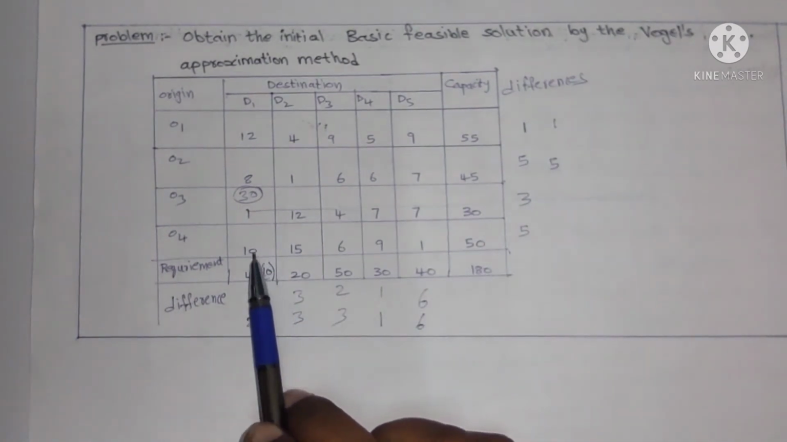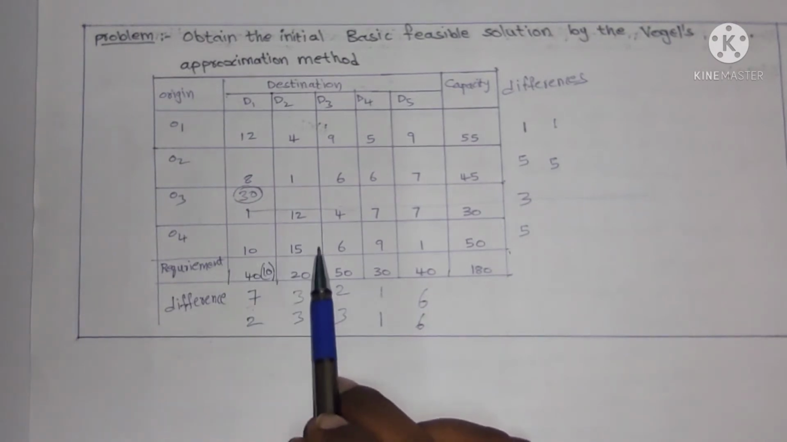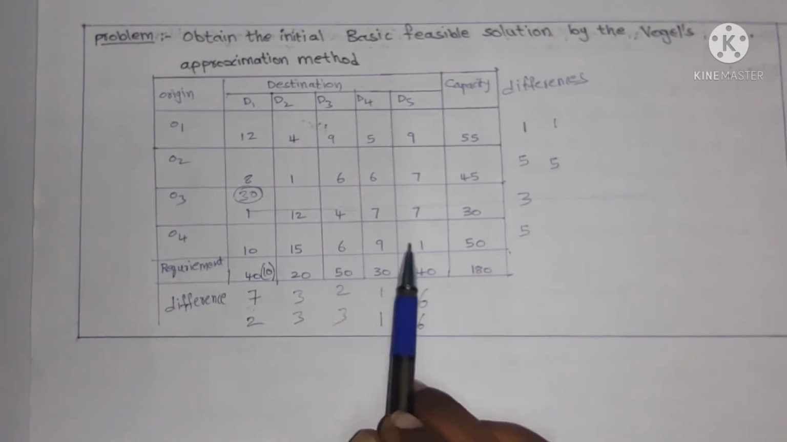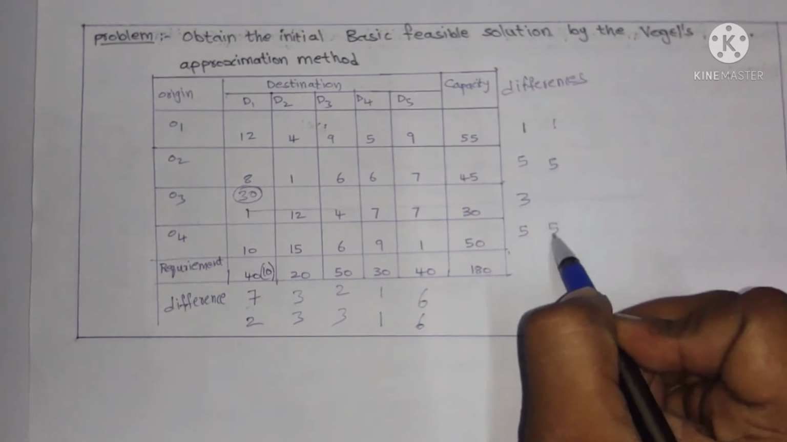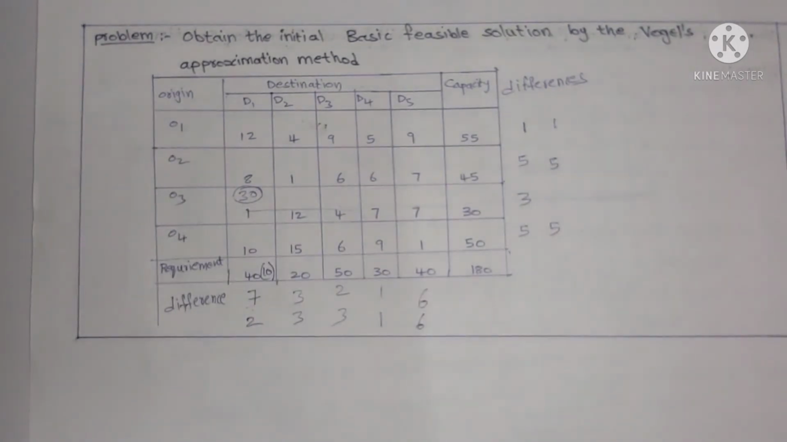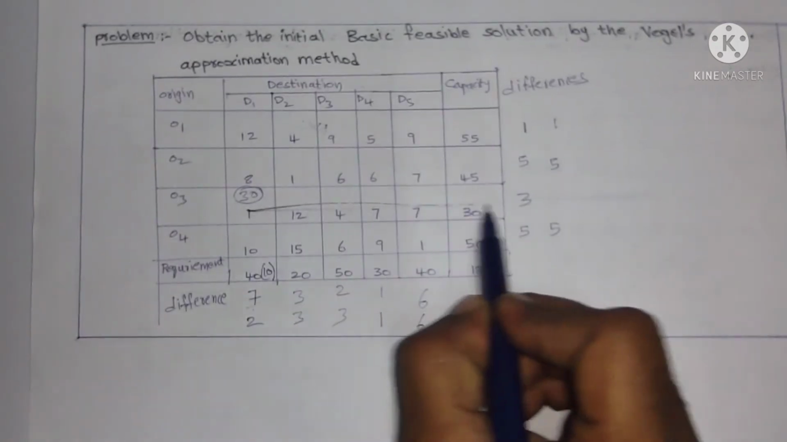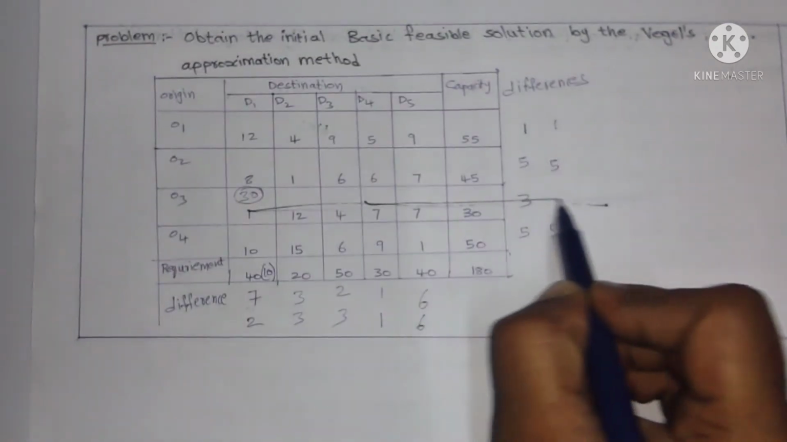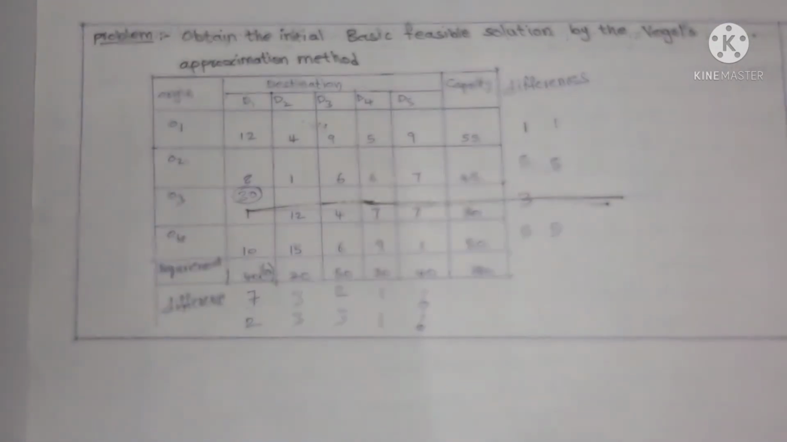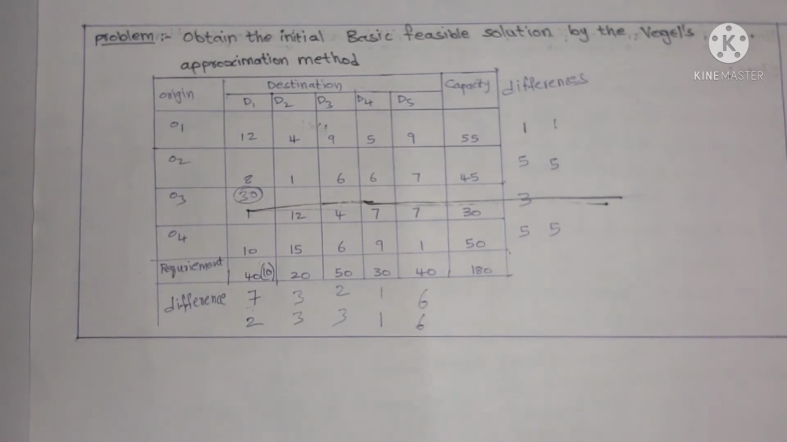Similarly, in the fourth row, what is the difference between the two cheapest cells? 6 and 1 is 5. We have to write that. Okay. Now this is the first step completed. Okay, this is eliminated in the first process.